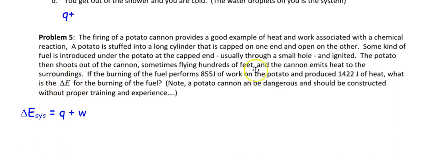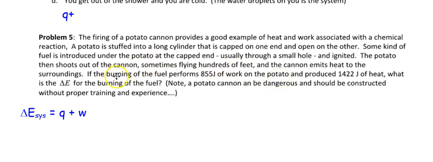So what's my Q? How much heat? It is producing 1422 joules of heat. Is it releasing energy? Is it hot to the surroundings, or is it getting cold from the surroundings? I think you'd agree it's going to be hot. So what kind of sign should the 1422 be? Negative.